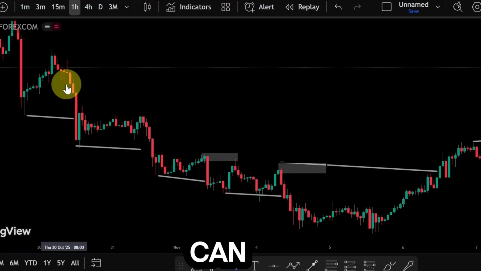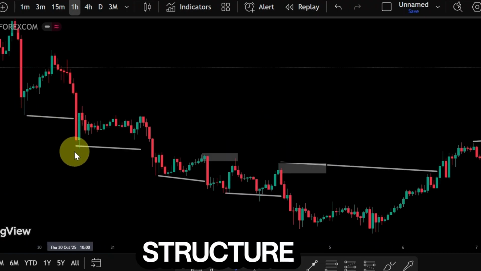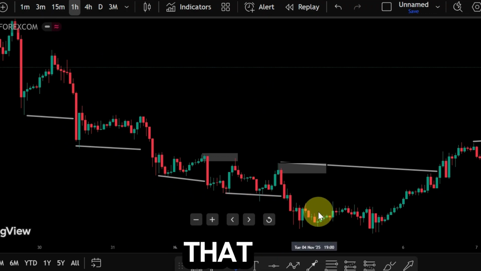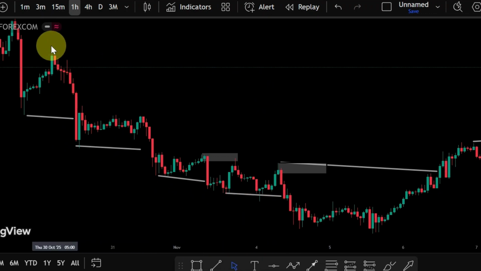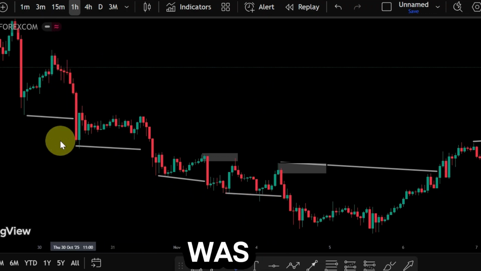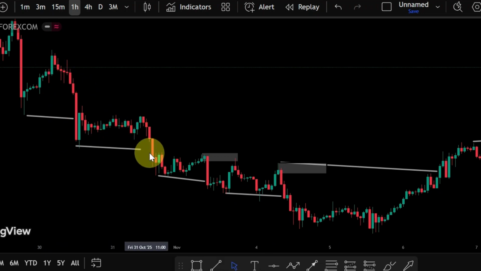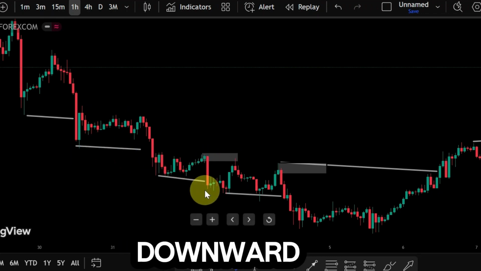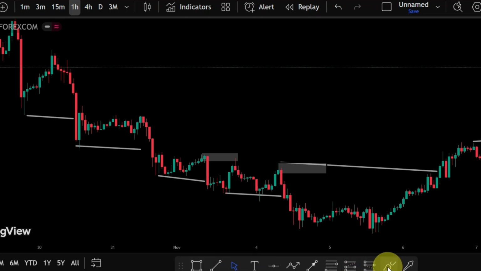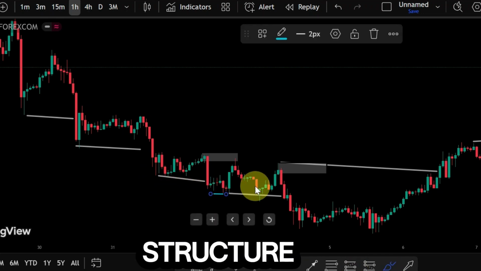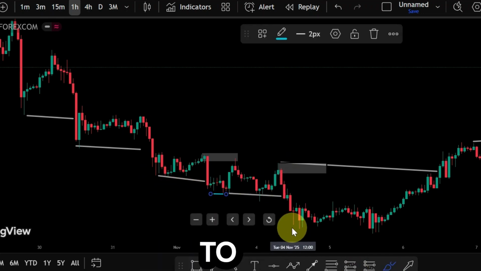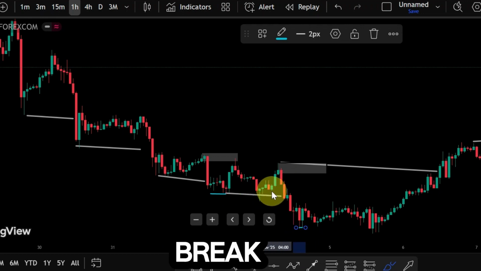In the chart, we can see the market breaking structure to the downward side, indicating that this is a downward trend. This was a low and this was a lower low, while this is a lower high. You can see when price pushes downward to create a new lower low, we see that there was a break of structure to the downward side.